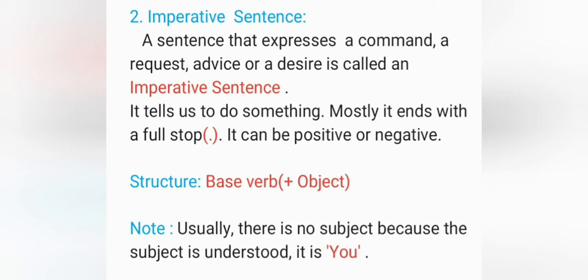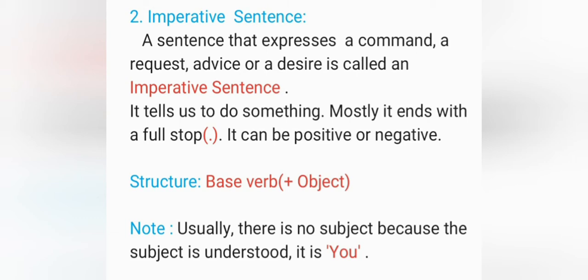You can see, students, there are so many sentences that express a command, request, advice, or a desire. These kind of sentences are called imperative sentences. And an imperative sentence always tells us to do something. Okay, and mostly it ends with a full stop. We always mention full stop at the end of imperative sentences, and imperative sentences can be positive or negative.